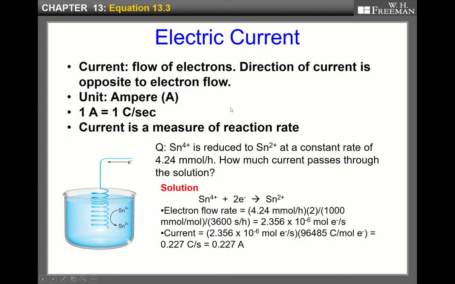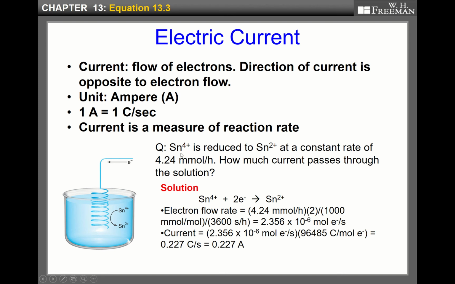Let's consider more about electric current. As I said, current is a measure of the reaction rate. So if you measure the current, that is the reaction rate itself. Here is an example.